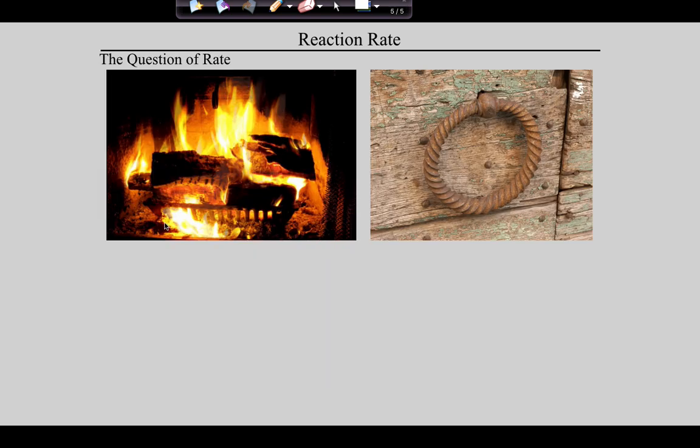Guys, why? Why do the logs burn faster than the iron rusts, given everything that you just learned? Good. This is hotter. This thing releases energy that speeds up the air and speeds up the wood molecules, and they collide harder and faster. Guys, why else does wood burn more quickly? Good, it has more surface area.